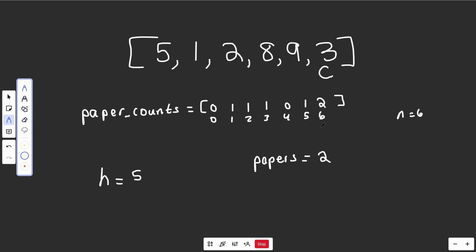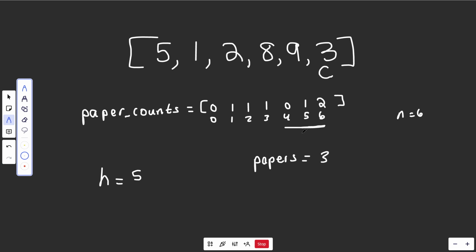Okay, so now we're basically in this region here. And so you can add 1 to this. So now we have 3 because there is 3 papers with at least 5 citations. Well, that still doesn't work. You would need at least 5 papers with at least 5 citations. So we need to keep this going here.